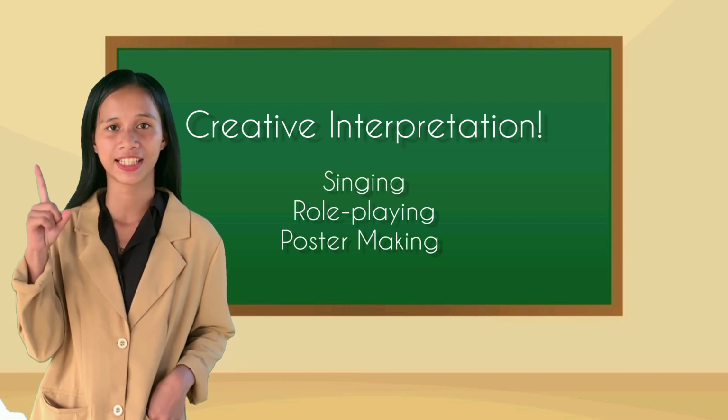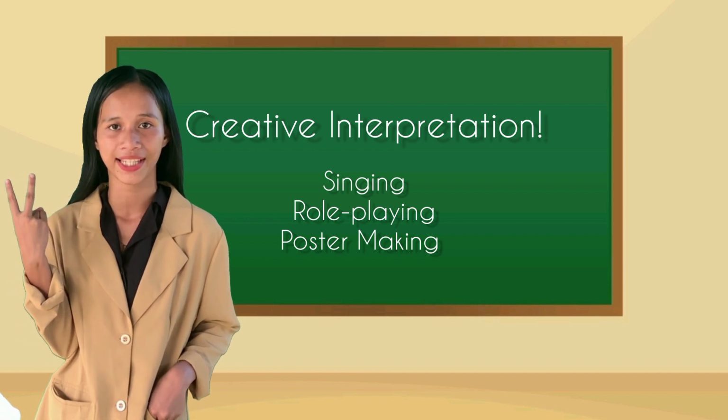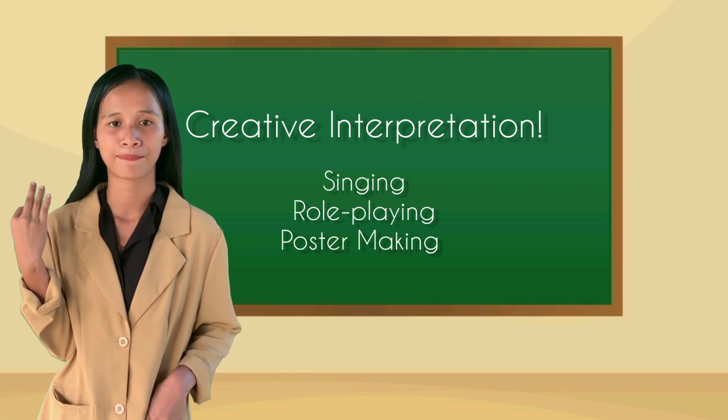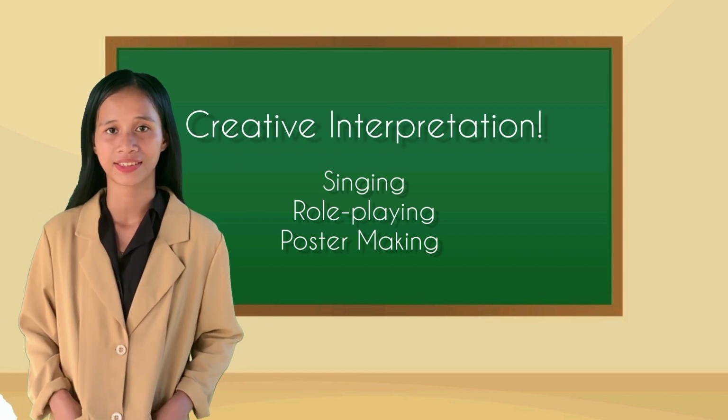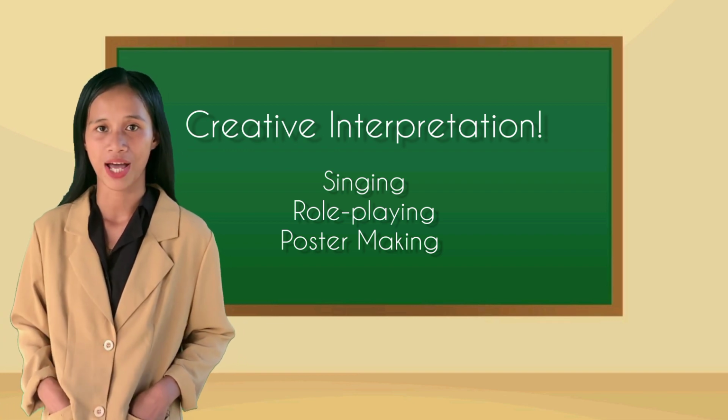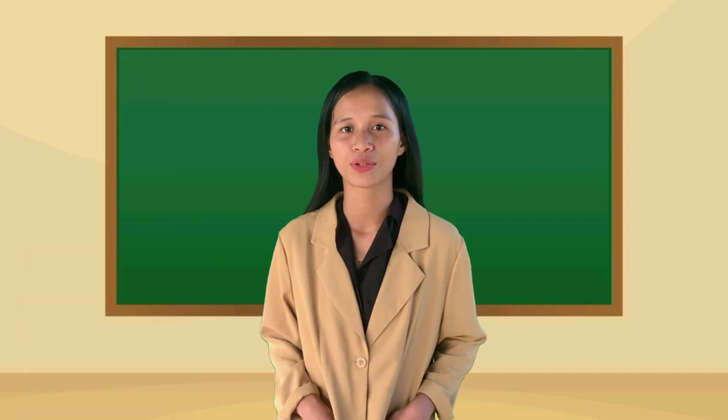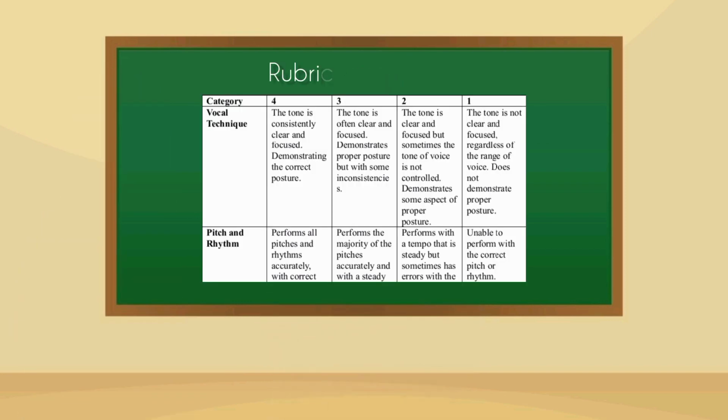Each group will decide which one of the following creative interpretations you will be performing. First is the singing. Next, we have role-playing. And lastly, we have imposter making. Then, each group will be given 10 minutes to brainstorm and 5 minutes to perform. Here are the following rubrics for you to be guided.